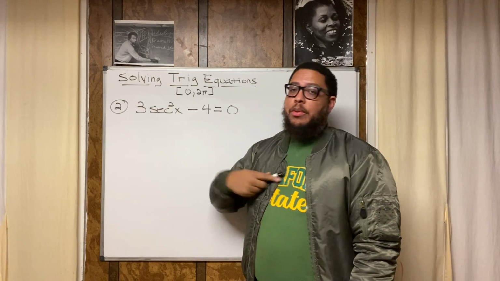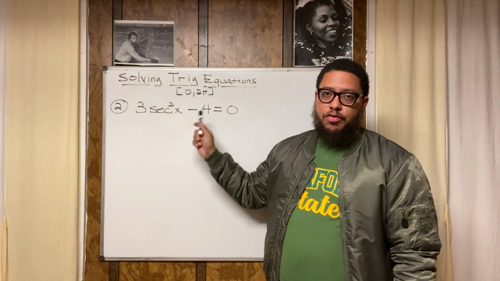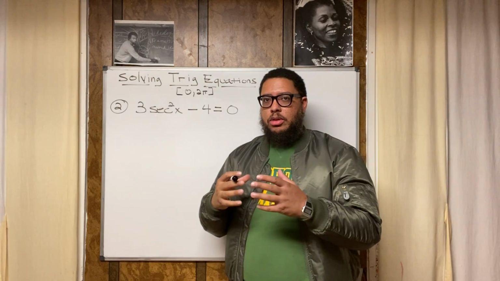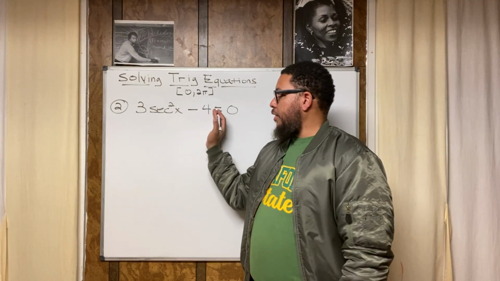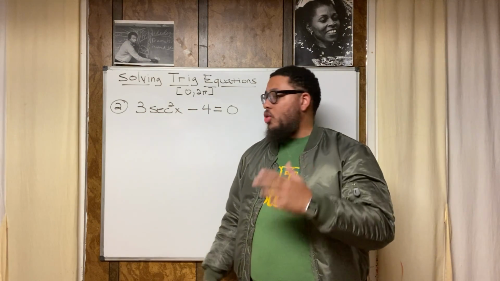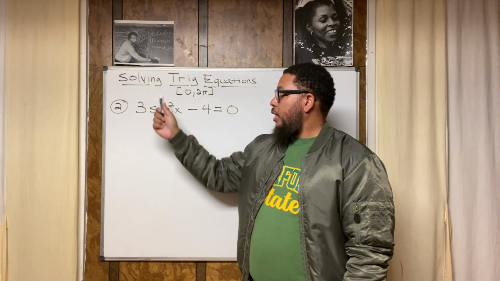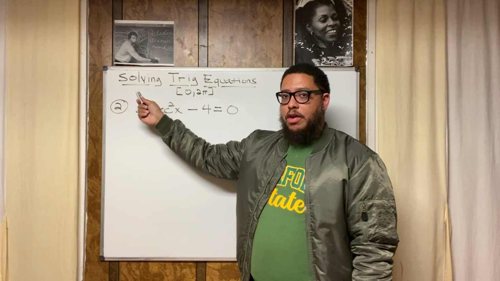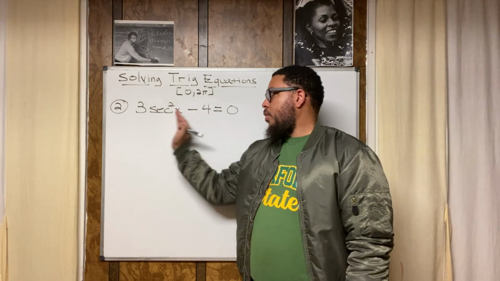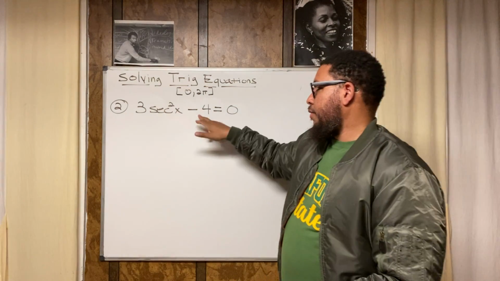Let's get started. What I would do first is I would get rid of this negative 4, and then that would reduce the amount of terms that are on the left side of the equal sign. Because again, always start with your end goal in mind. My end goal is to get x by itself. That's what it means to solve: get the variable by itself on one side of the equal sign. So I'm going to get rid of this negative 4.